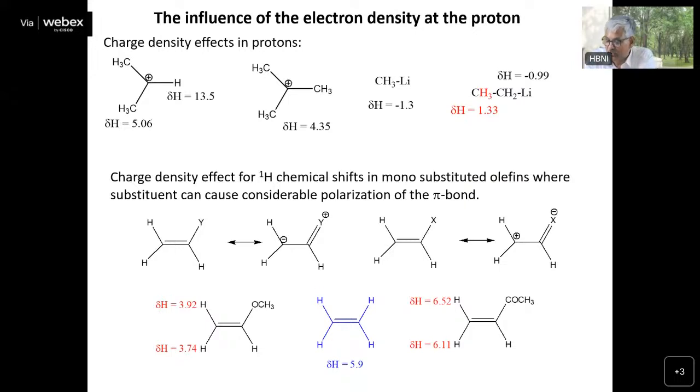Similarly, if you put an electron withdrawing group like a COCH3 group, you will see that the electron density is taken away from this, and in the resonance structure you are generating a cation, and you can see now that these two hydrogens are highly deshielded, and they come at much lower field than ethylene. So I'll stop here. If you have any doubt, you can ask me in the next lecture, or you can send an email. Not only this lecture, all previous lectures. Okay, thank you.